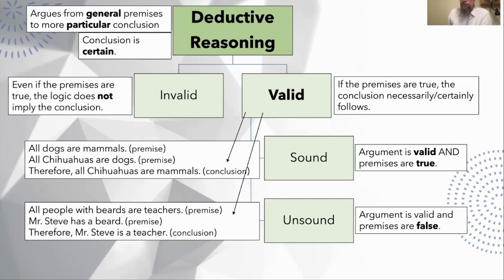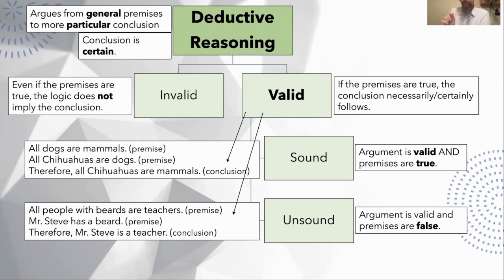And it goes like this. All dogs are mammals. All chihuahuas are dogs. Therefore, all chihuahuas are mammals. That is an argument that is valid, meaning that if the premises are true, then the conclusion necessarily follows.